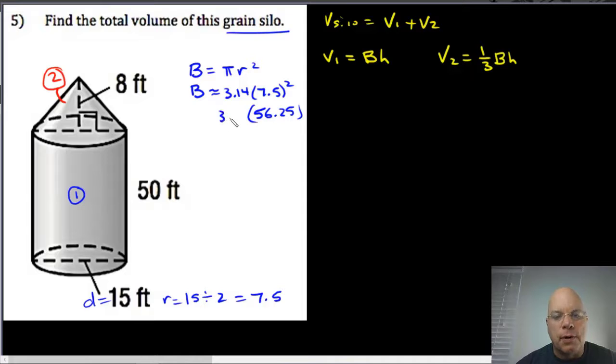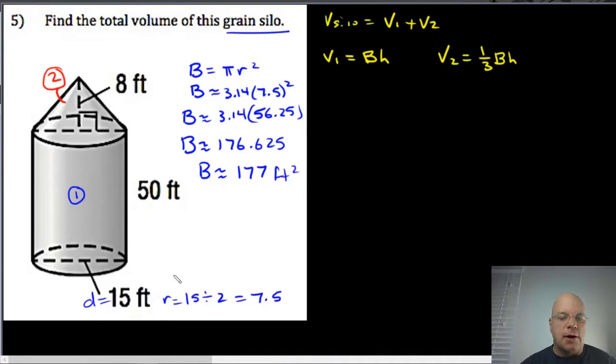Multiplied by 3.14. And as long as you write your formula and substitute your values, it's okay to use a calculator on this. So 3.14 multiplied by 56.25 is approximately 176 and 625 thousandths. Now, to make life easy on yourself, this is already an estimate, so let's just round. As big as this number is, let's just round to the nearest whole, 177. 177 square feet is the area of the circular base.